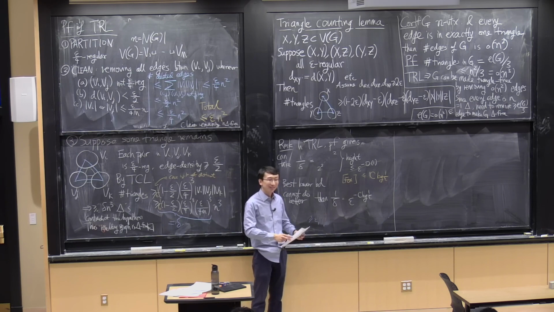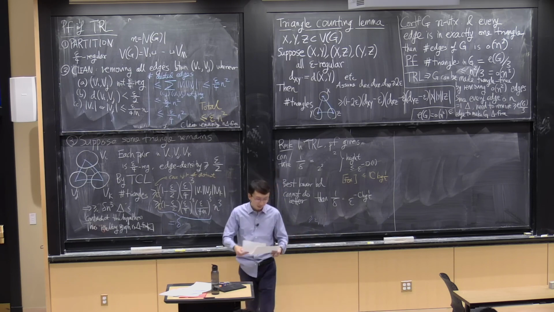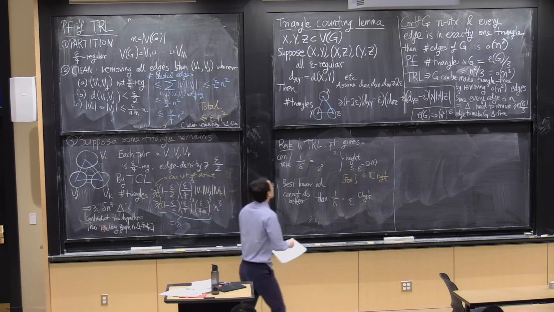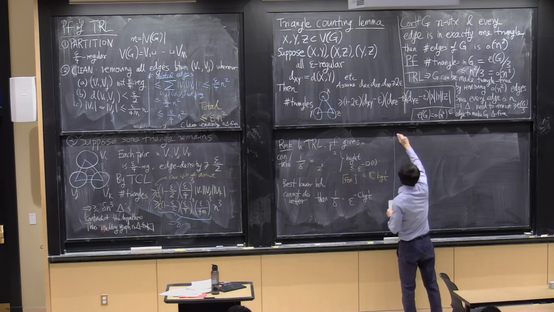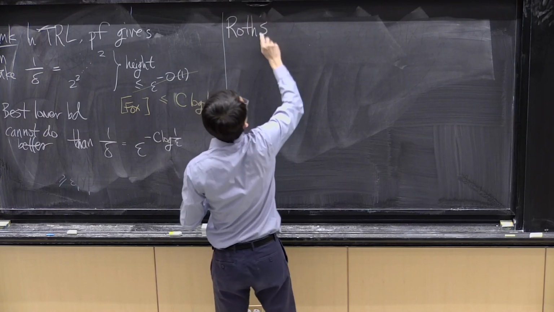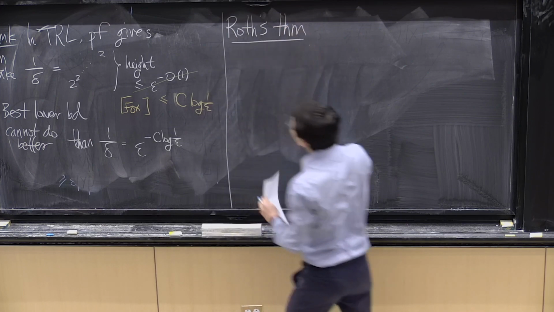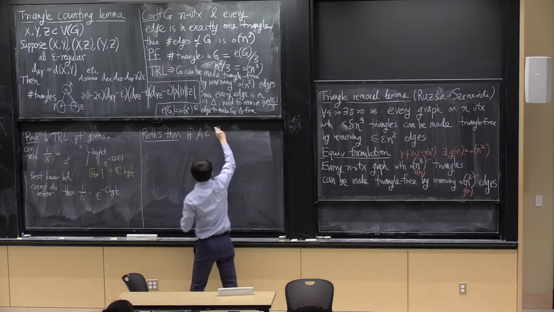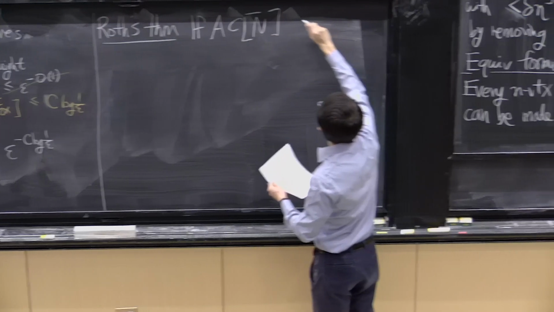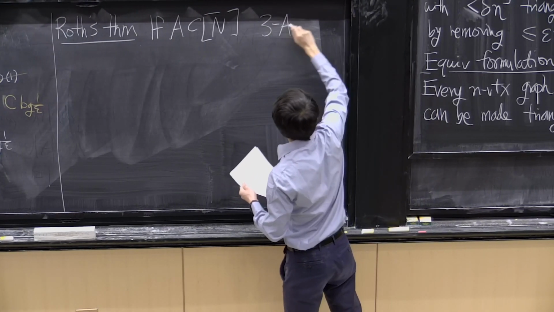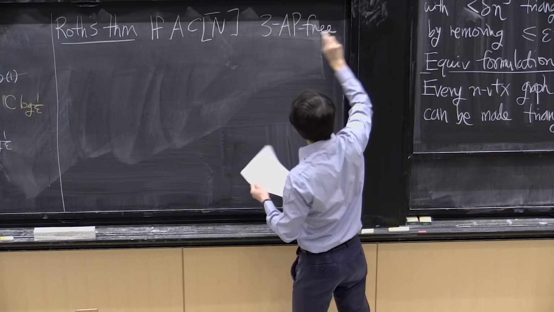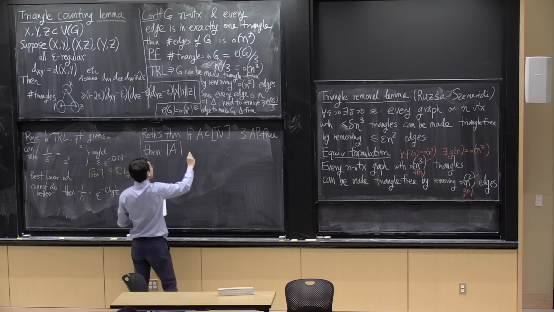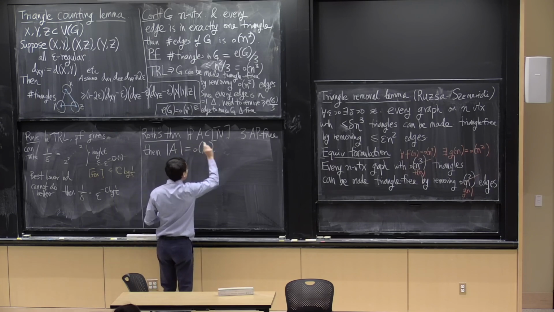Other questions? All right. So let's prove Roth's theorem. Let me remind you that Roth's theorem, which we saw in the very first lecture, says that if you have a subset of 1 through n that is free of 3-term arithmetic progressions, then the size of the set must be sublinear.